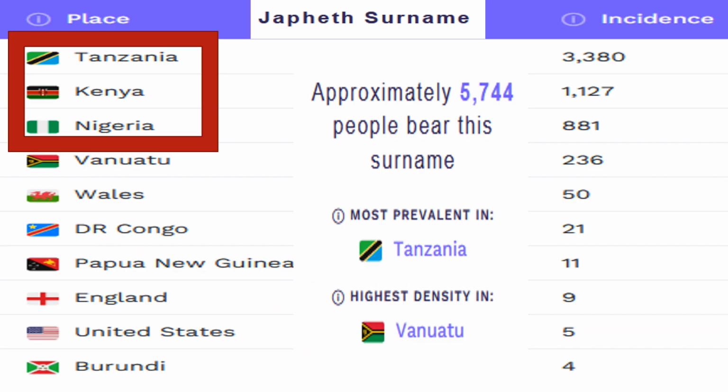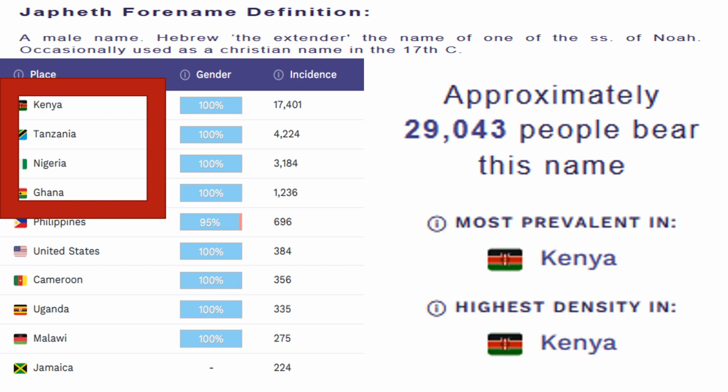And so you see here with this name Japheth that the majority of people with this name are in Tanzania, Nigeria, Kenya. And so you see the largest percentage in Tanzania, but you also see that individuals are also in Vanuatu. Now, you also have individuals naming their children Japheth. And there's also a preponderance of this going on in Africa. And so you see it is a male name meaning the extender, one of Noah's sons.